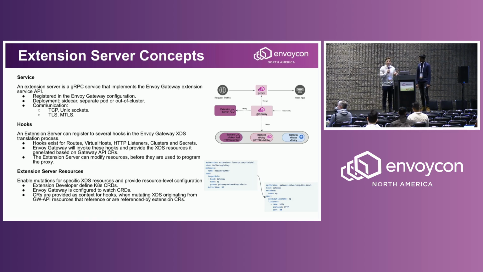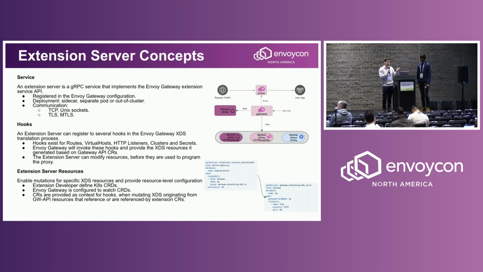However, typically that is not sufficient, having this external global mutation engine to implement more advanced use cases. For example, let's say that we want to implement a buffering feature in Envoy Gateway. It's totally reasonable that we'll want this buffering feature to apply to just a subset of the resources. And maybe we want to have different buffer sizes for different resources. So in order for us to be able to apply such contextual mutations, this is where the concept of extension server resources comes into play.